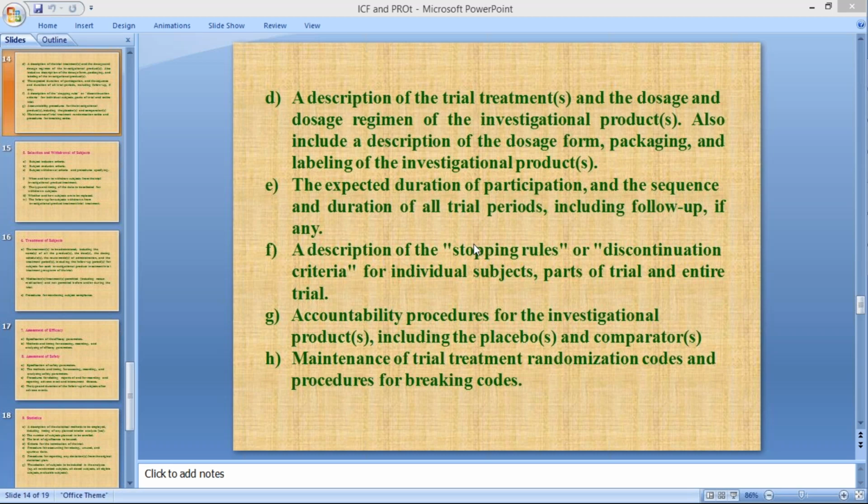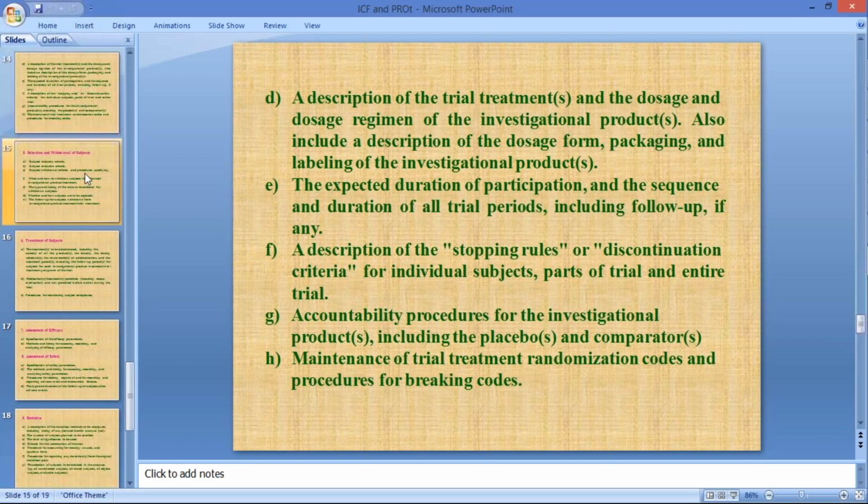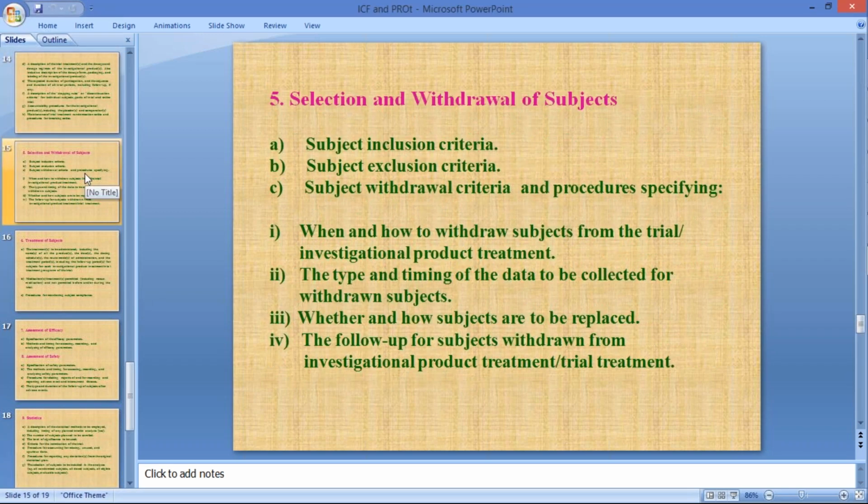Okay, stopping rules, discontinuation criteria, accountability procedures for the products, maintaining randomization codes and all. So explaining inclusion, exclusion, withdrawal criteria: when to withdraw, how to withdraw, what type of data, timing of data, and how the subject ought to be replaced, and follow up for the subjects after withdrawal.